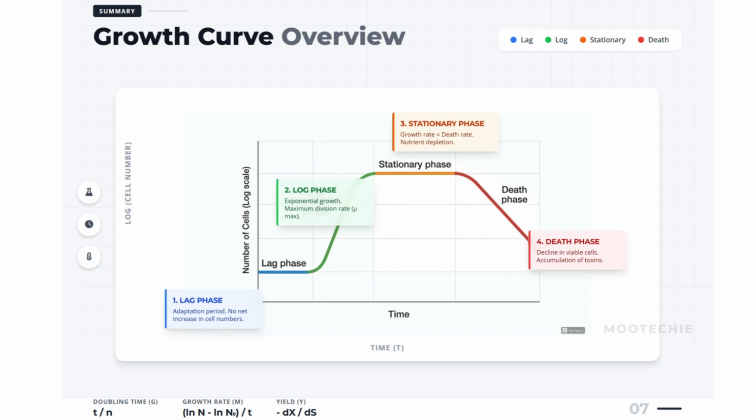The slide also shows key formulas. Doubling time G, calculated as time divided by number of generations; growth rate mu, calculated as the natural log of final population minus the natural log of initial population, all divided by time; and yield Y, which relates the change in cell mass to the change in substrate consumed. These formulas allow us to quantify the dynamics we've just observed.